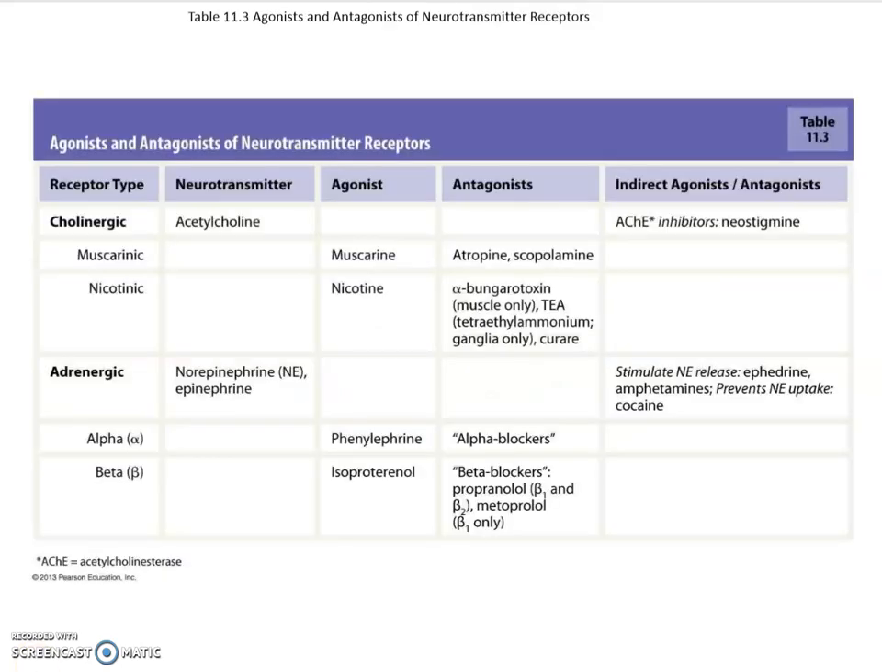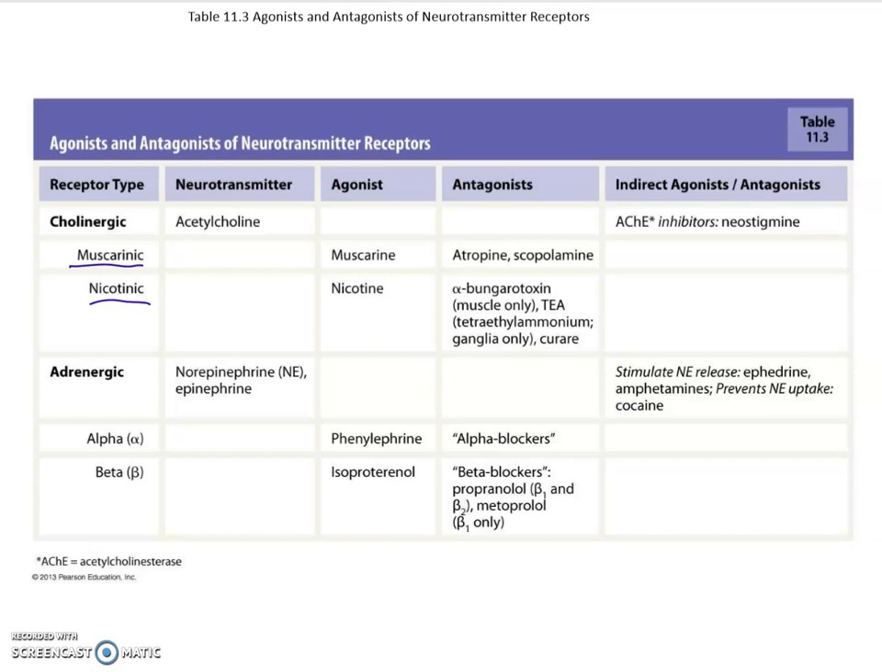Now this table here summarizes agonists and antagonists of neurotransmitter receptors. Well, on the cholinergic side, so we have the acetylcholine receptors. They can either be muscarinic or nicotinic, and fittingly the agonist for muscarinic receptor is muscarine, and the agonist for nicotinic acetylcholine receptor would be nicotine. Maybe especially from a pharmacological perspective.